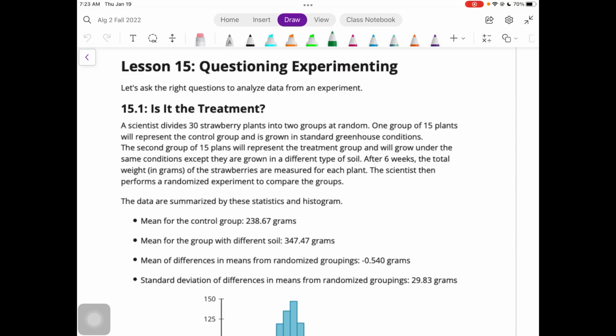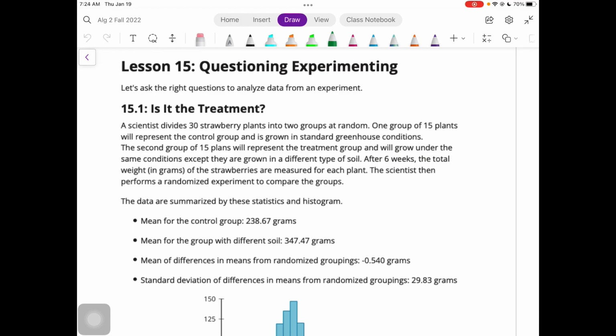A scientist divides 30 strawberry plants into two groups at random. One group of 15 plants will represent the control group and is grown in standard greenhouse conditions. The second group of 15 plants will represent the treatment group and will grow under the same conditions except they are grown in a different type of soil. After 6 weeks, the total weight in grams of the strawberries are measured for each plant. The scientist then performs a randomized experiment to compare the groups.